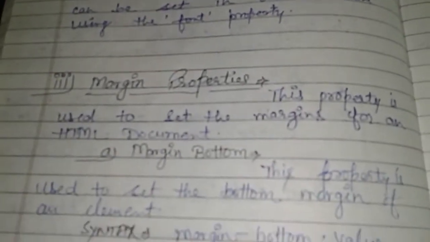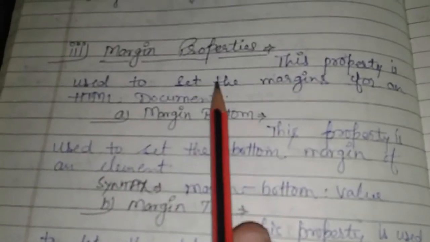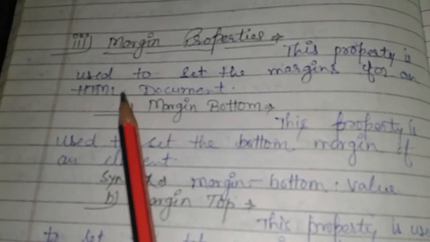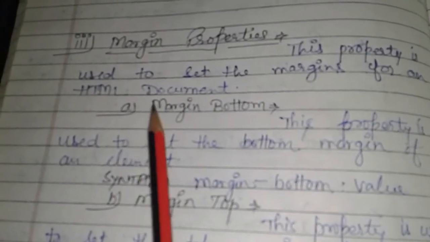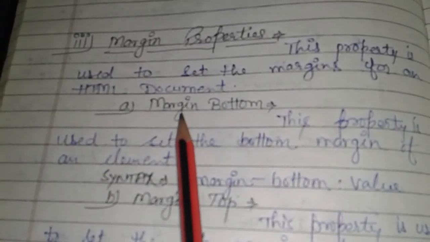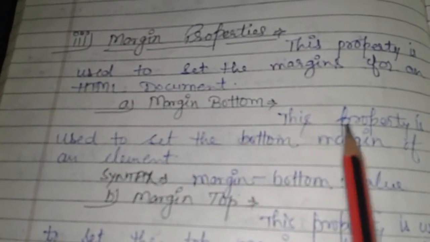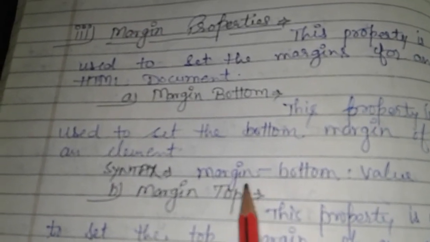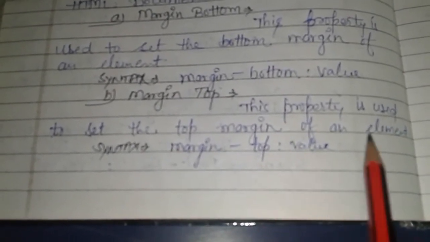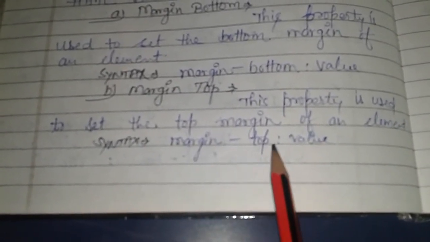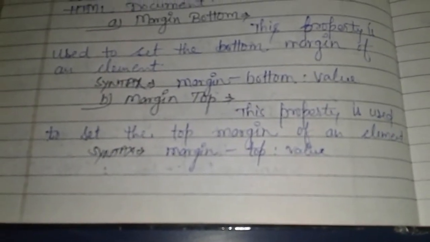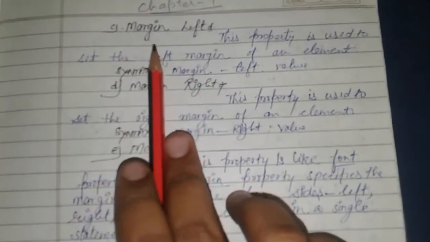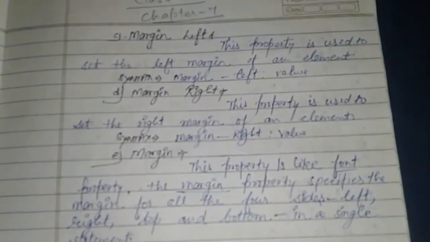Now the third one, margin property. This property is used to set the margin for an HTML document. A, margin-bottom. This property is used to set the bottom margin of the element. Syntax: margin-bottom: value. Now, margin-top. This property is used to set the top margin of an element. Syntax: margin-top: value.